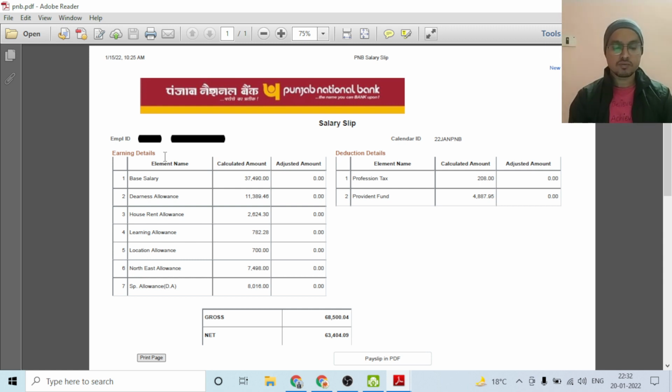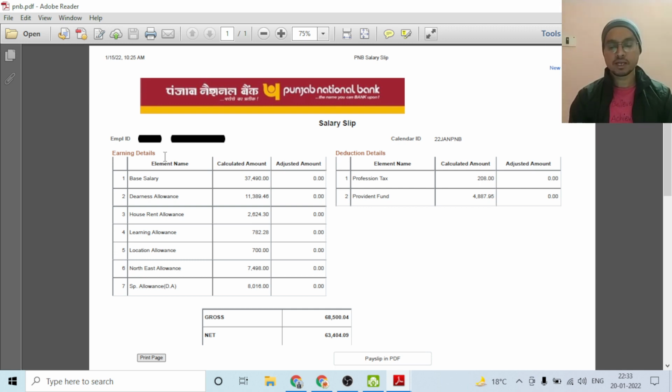The seventh one is the special allowance, DA. His gross has increased to 68,500 just because he is getting the northeast allowance of 7,498.99 rupees. Now, what deduction is he paying? Professional tax, 200 rupees. I told you that wherever you are posted, in every state you have to pay professional tax.